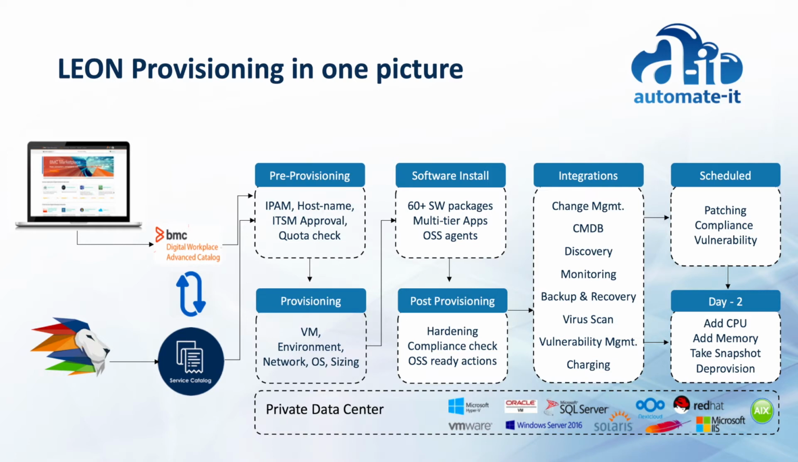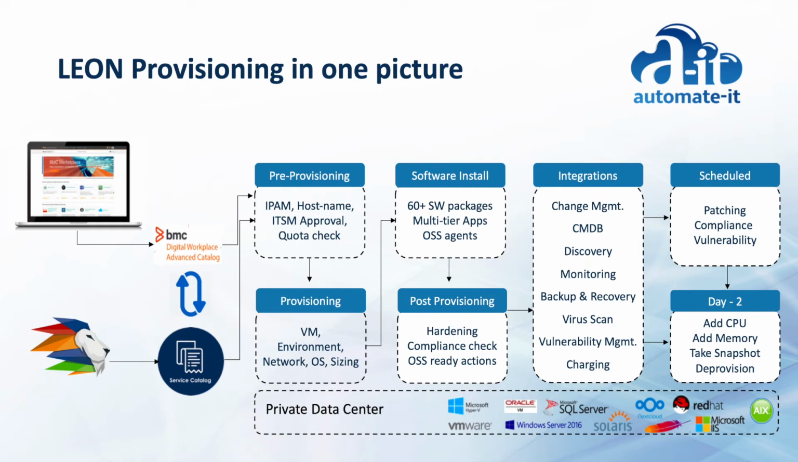When a new service is requested, there might be a few pre-provisioning steps to be done, like getting an IP address from the IP address management system, calculating the host name based on specific conditions, or triggering an approval process. After the pre-steps have been completed, the server installation or cloning process will start with the defined settings like amount of CPU and memory, network information, and so on. When the server is up and running, software can be automatically installed and configured during this end-to-end process. More than 60 ready-to-use standard software packages come with the Leon installation. Also, server hardening or compliance checks can be triggered, and if required, fully automated remediation actions will be executed.